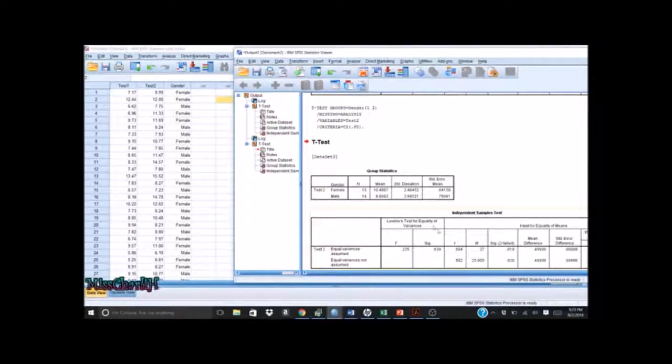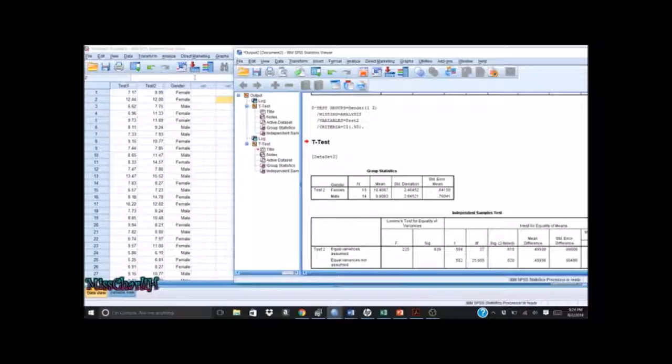And when I look for test 2, I look at my Levene's test. I see it's above 0.05, so I'm going to read the top line. And again, the t-test itself is also above 0.05. It is not significant. So gender does not have an impact on math test scores.